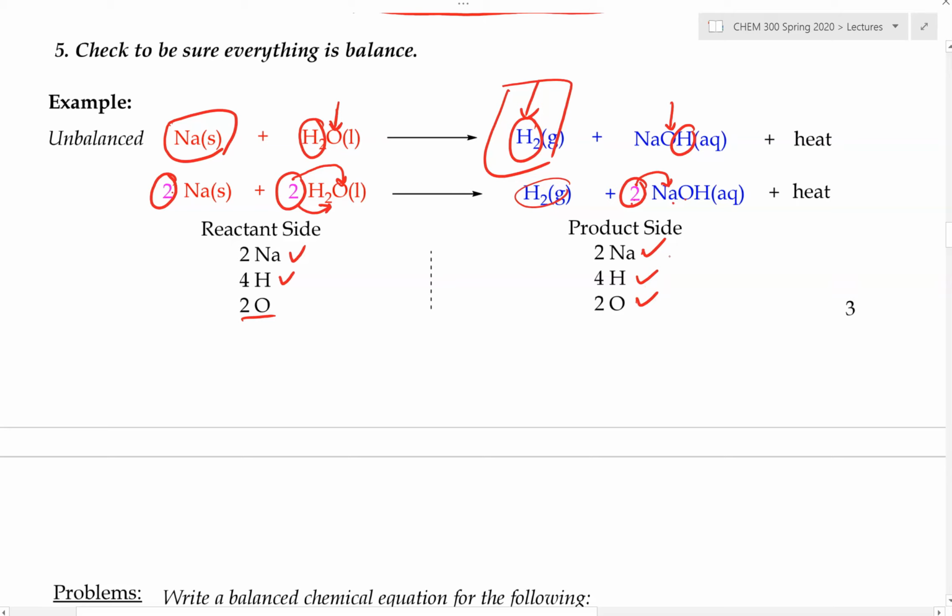So if we now compare both the reactant and the product side, the amount of each of these atoms right here are the same thing. So therefore, this equation is now correctly balanced.